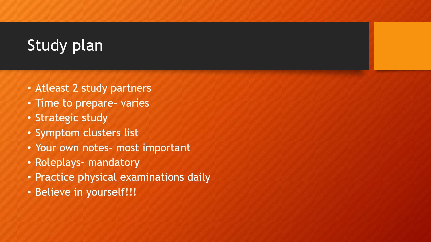Okay, so now here's the study plan. First of all, once you make a plan to appear in the AMC clinical exam, the first thing you need to do is find a study partner. Study partners should be compatible with your circumstances. For example, if you are working full time, or if you are not working and can give more time to studies. It varies from person to person. Some people who are working can pass this exam with just 1 month of preparation, whereas for some, it may take up to 6 months or even a year or more. So it depends on your circumstances.